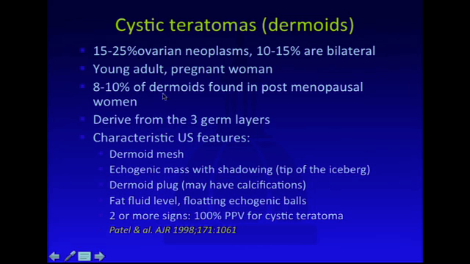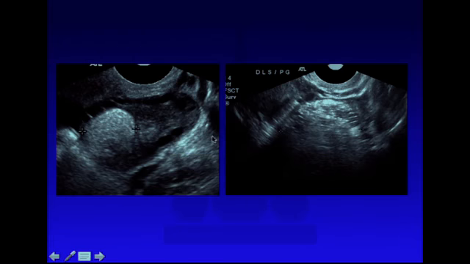They have a variable combination of these features. So they can have a dermoid mesh that we just saw, or you can have an echogenic mass within the ovary with shadowing, the so-called tip of the iceberg sign, or a mass with a dermoid plug, which will have calcifications, or, less commonly, but this is a very cool appearance, a fat-fluid level with floating echogenic balls. And if there are 2 or more of these signs in an adnexal mass, as Patel showed a long time ago, there is a 100% positive predictive value for cystic teratoma. So we're going to look at some examples.